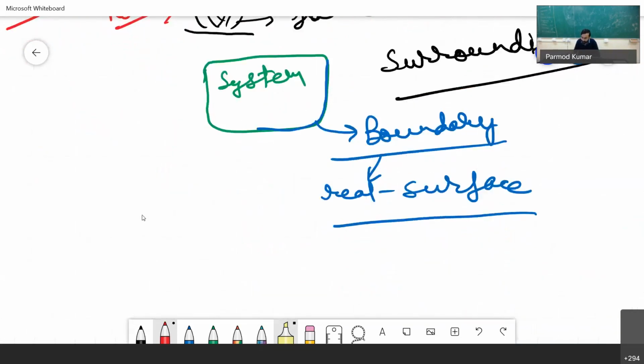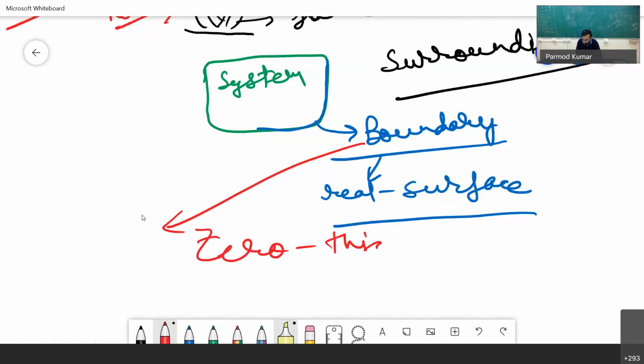Another important thing is that while we are considering the boundary, this particular boundary does not have any thickness. It is of zero thickness, and it doesn't occupy any area or volume of the space. The only idea of specifying the boundary is to demarcate in between system and surroundings. Okay, because we cannot analyze our entire thing as our system.